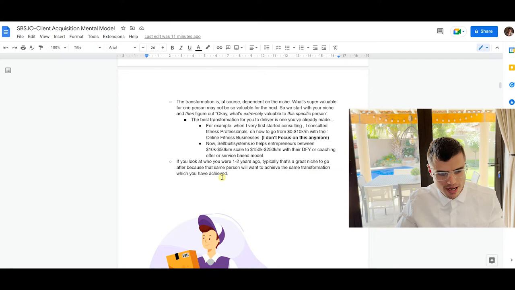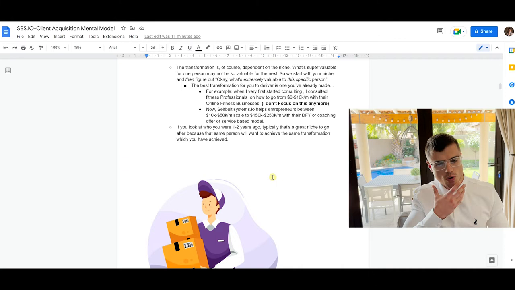So if you look at this bullet that we have here, if you look at who you were 1 to 2 years ago, typically that's a great niche to go after, because that same person will want to achieve the same transformation that you did. It does not matter what you look like. It does not matter if you have a beard, if you rock a neat, tight beard. It doesn't matter if you're clean cut. It doesn't matter if you're in good shape as a person. You will attract a certain crowd. You can be into this type of thing or that type of thing, and you will attract a certain crowd.